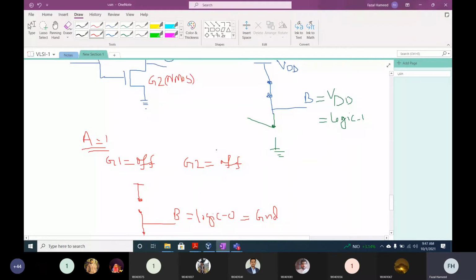So this is the functionality of an inverter. It will invert the logic at the input level. So if the input is logic 0, the output will be logic 1, and if the input is logic 1, the output is logic 0.